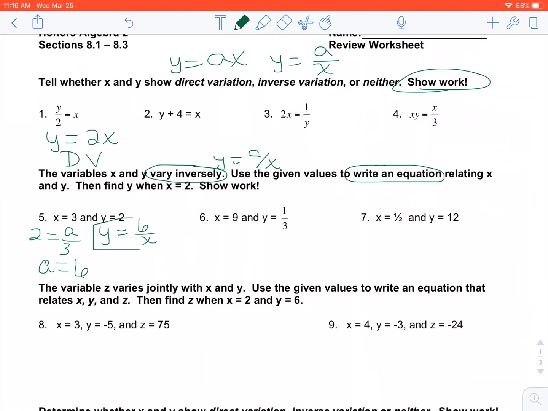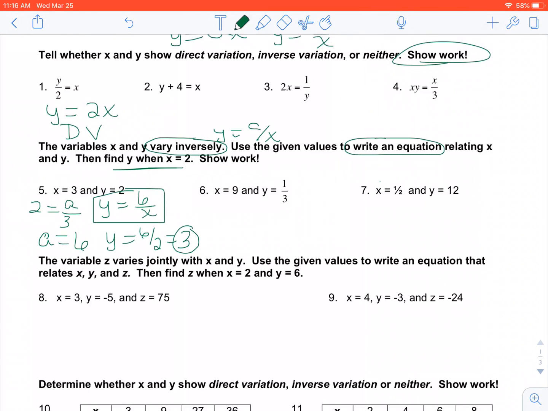So that would be the first part. Then it says find y when x is 2. Well, 6 divided by 2 gives us a value of 3 for y. So two steps, make sure you do both.